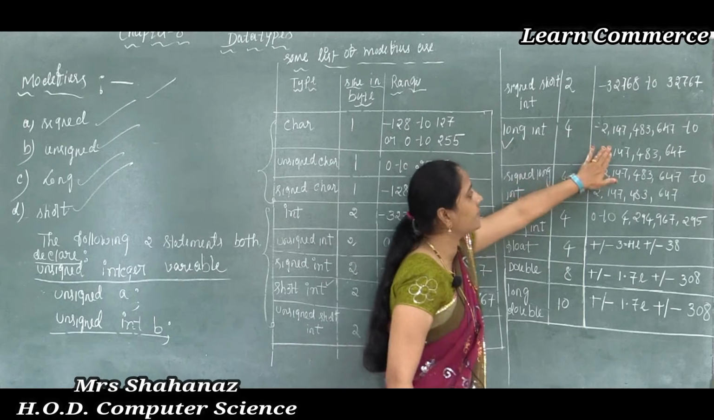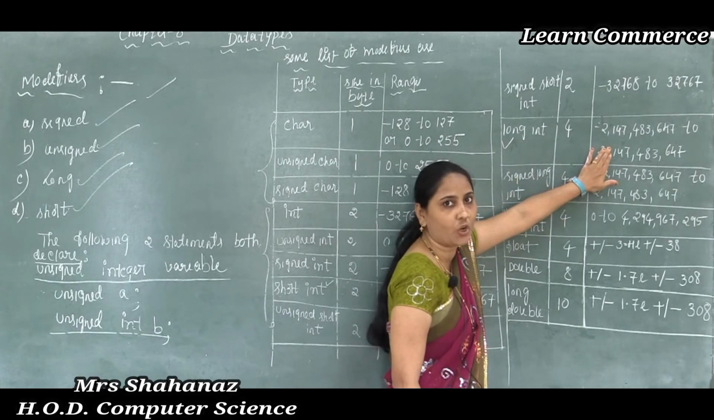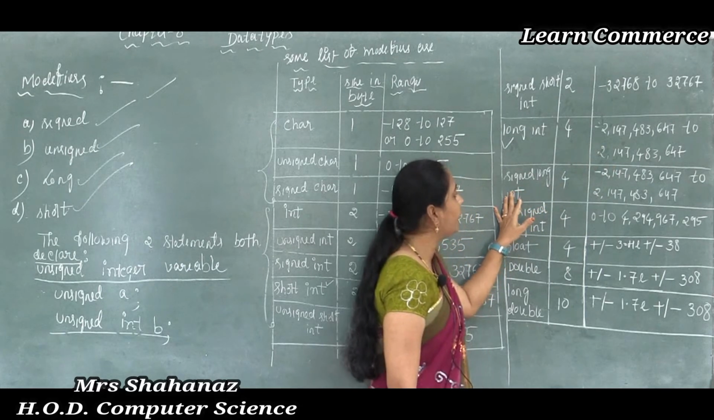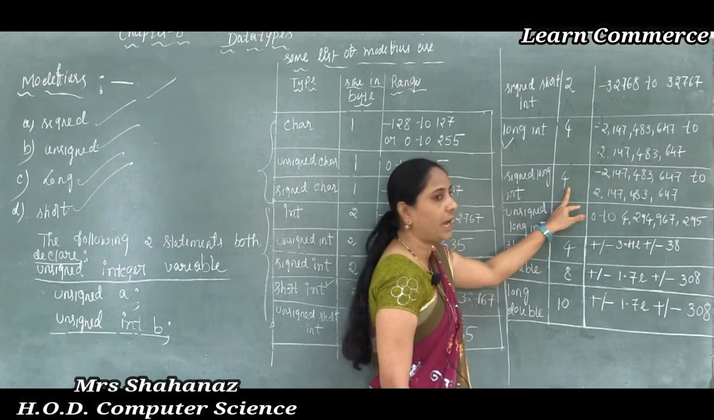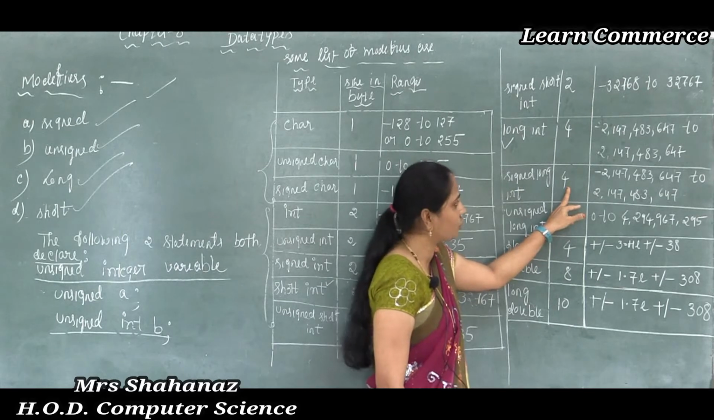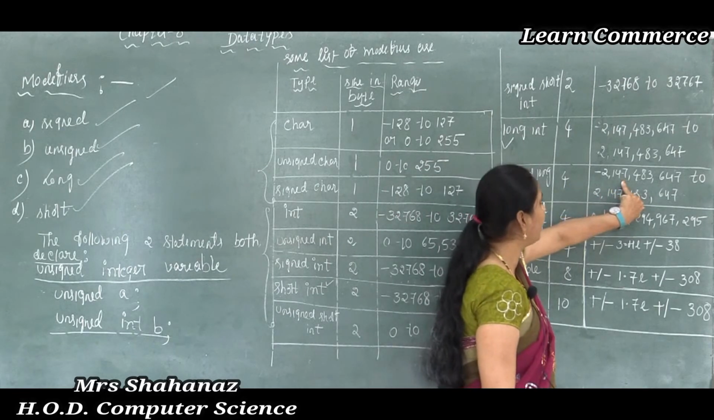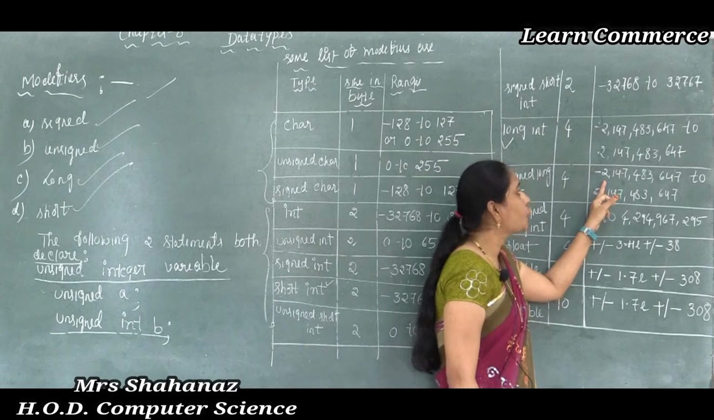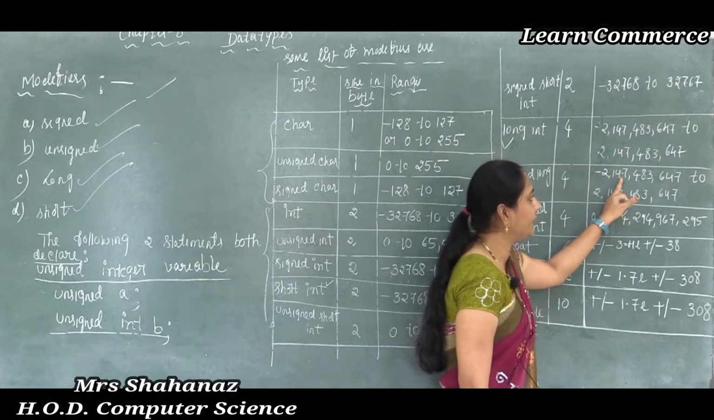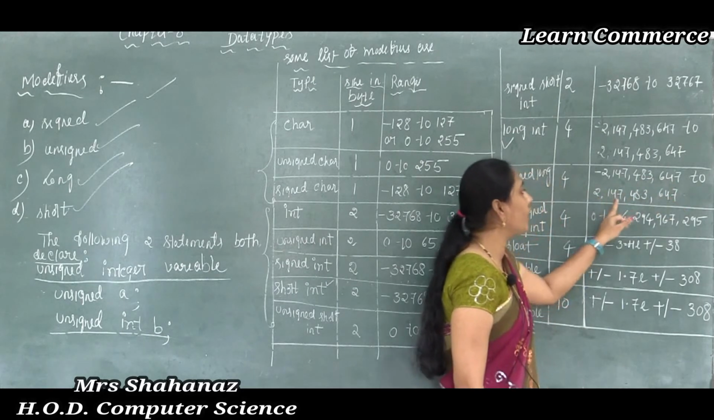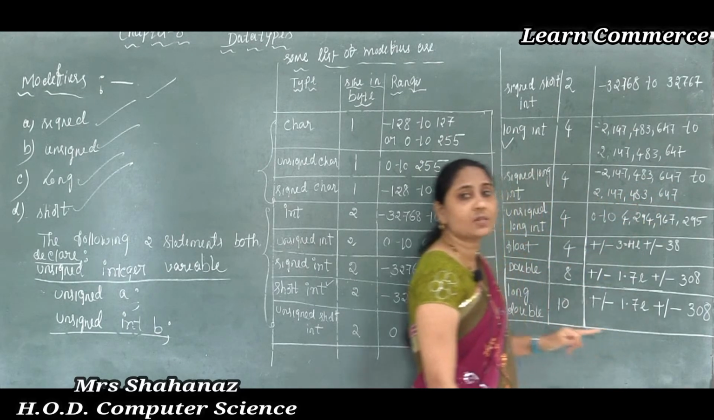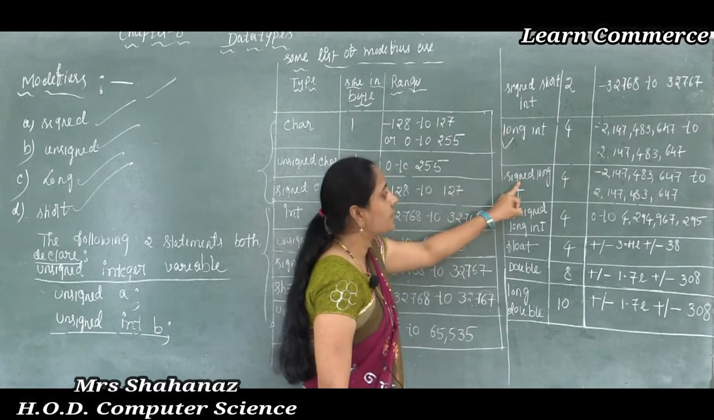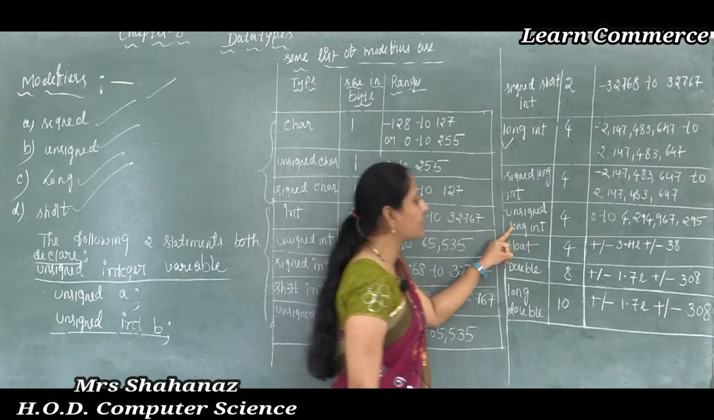So long int, this is the range of capacity of the long int numbers here. Next one is the signed long int. As we know, the size in bytes is equal to 4, and it has the same range of capacity as long int, that is minus 2,147,483,648 to 2,147,483,647.